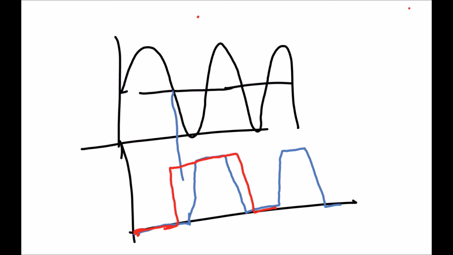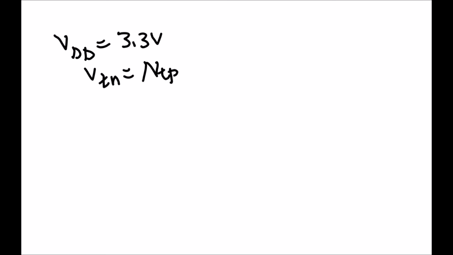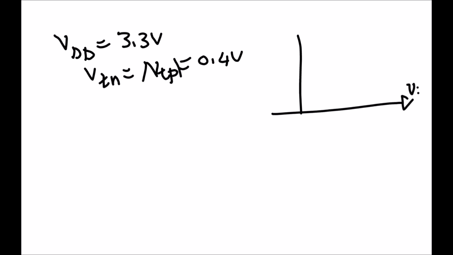So let's take some numerical examples. Assume we have VDD equal to 3.3 volt, VTN equal to absolute VTP equal to 0.4 volt. And let's say that we want everything in the middle. So here V input, V output. We want to switch at 1.1 and at 2.2. Here we have our VDD 3.3 volt.